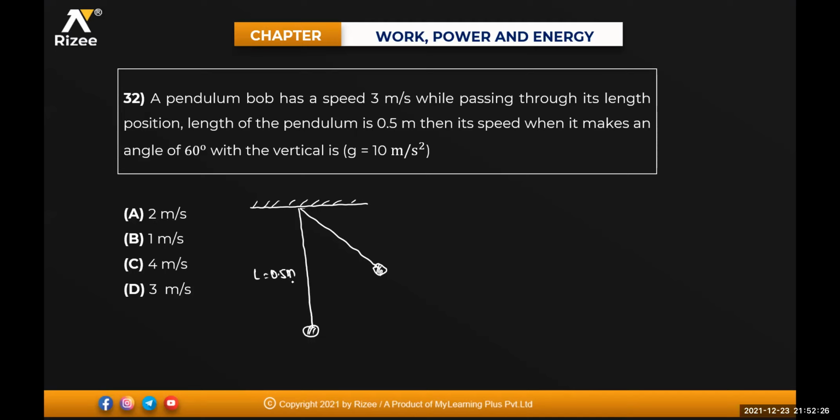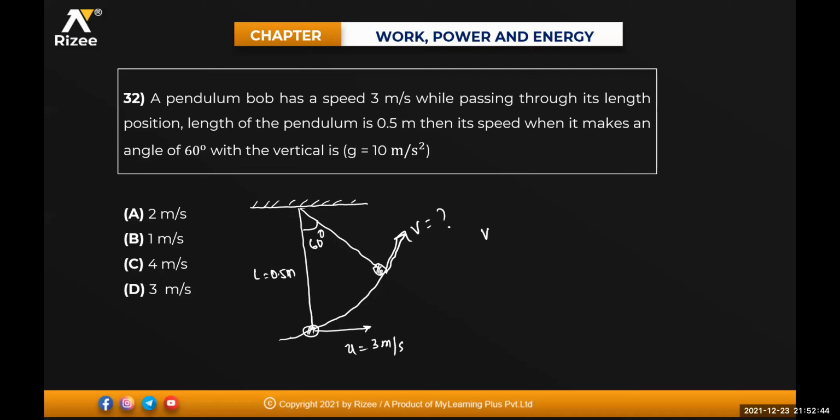And then its speed when it makes an angle of 60 degrees with the vertical, here it is 60 degrees. The pendulum bob has a speed of 3 meters per second. That means initial velocity u is equal to 3 meters per second. What is the velocity at this position? V is equal to how much?